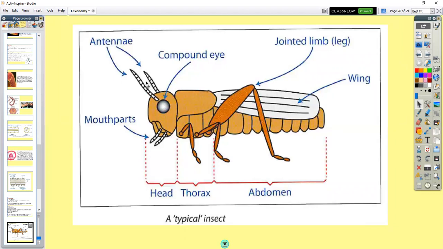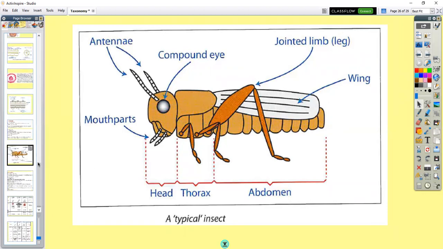They may have antennae, which link into their nervous system, mouth parts here, which are a bit more complex, legs for movement, and they may have wings, which enable them to fly.